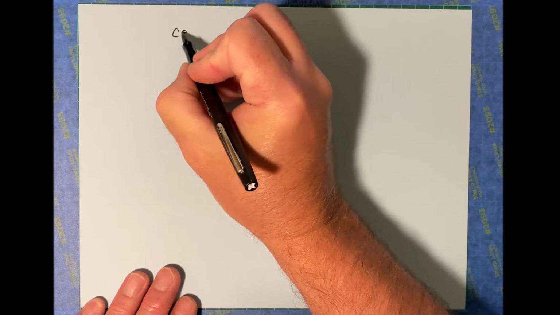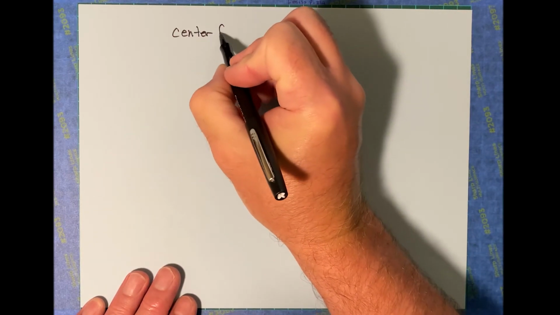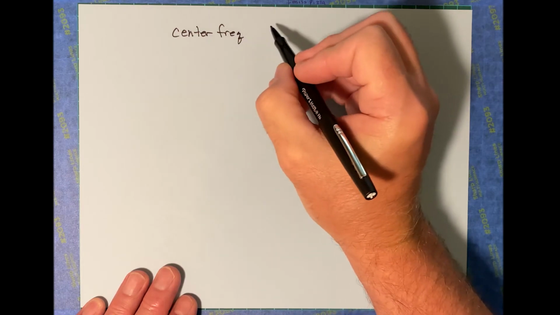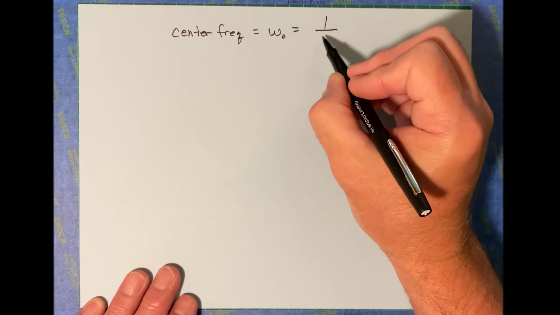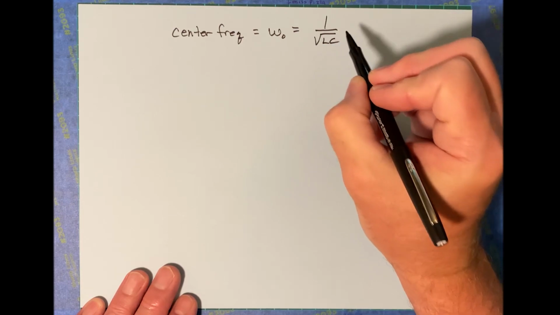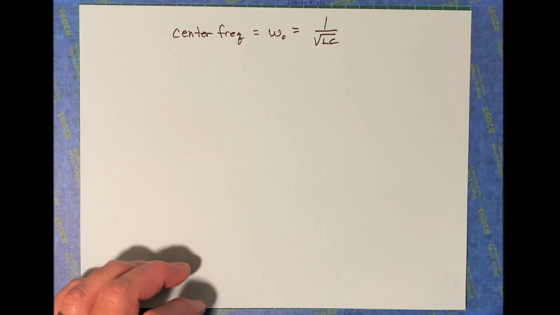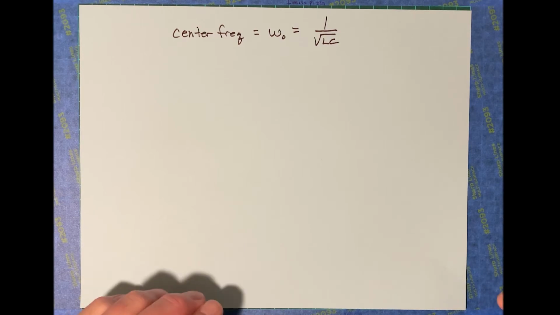Okay, well, so calculate your center frequency, that's omega naught, and that just turns out to be 1 over the square root of LC. That's the resonant frequency. Okay, and you know that.